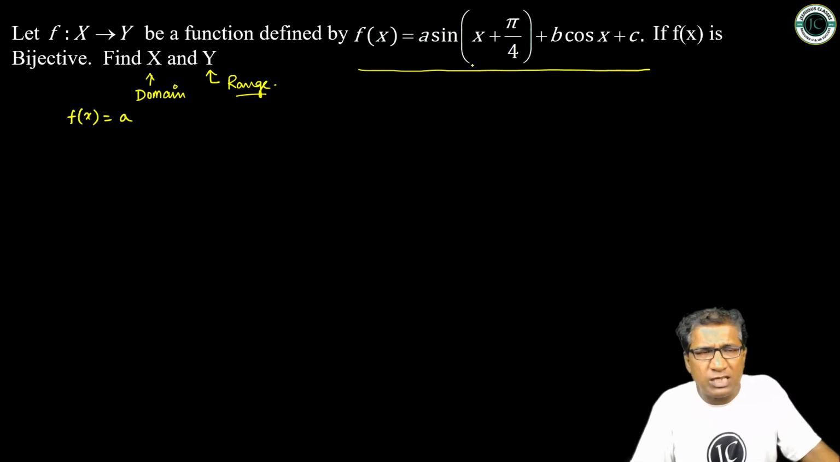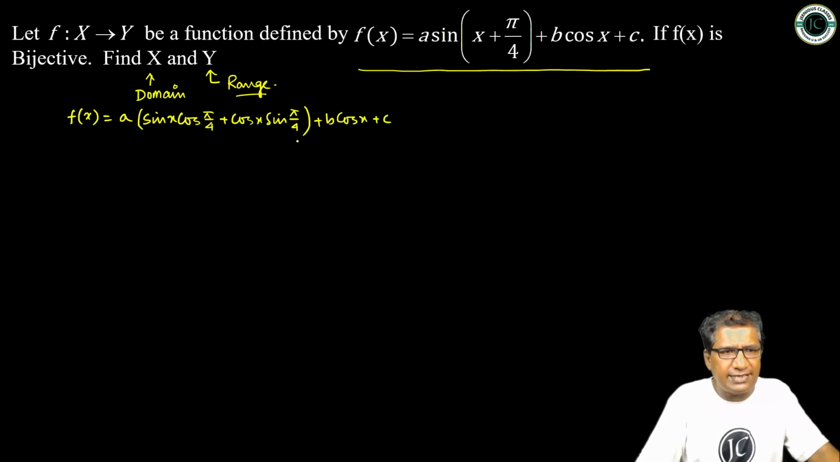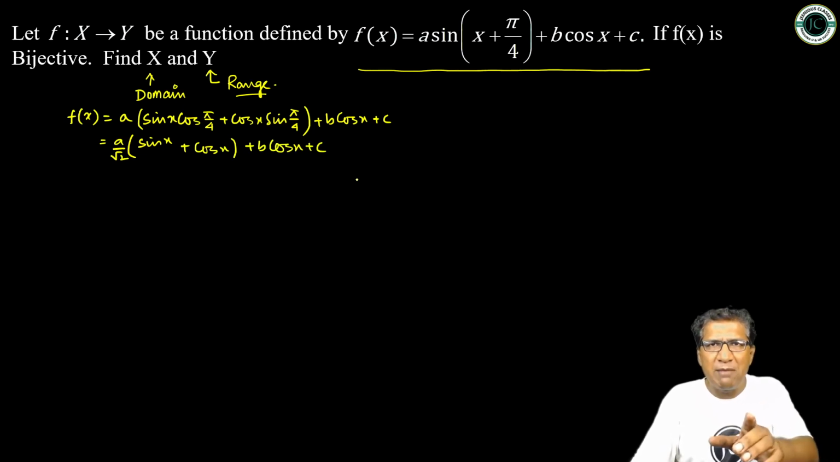साइन ऑफ x प्लस पाई बाई 4, इसको हम sin(A+B) का फॉर्मूला में ब्रेक कर रहे हैं. So it will give you sin x cos pi by 4 plus cos x sin pi by 4, and b cos x is there, c is there. So it will become a (sin x root 2 बाहर ले लिया plus cos x) plus b cos x plus c. Is it clear? Because sin pi by 4 and cos pi by 4 both are 1 by root 2.